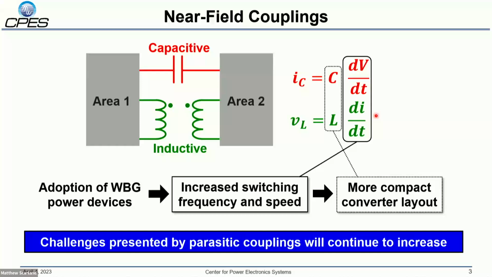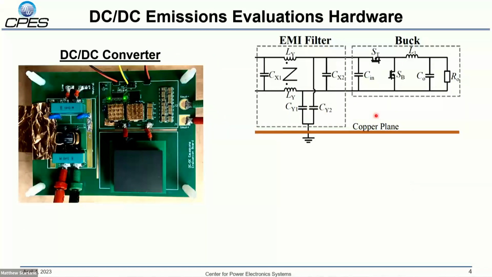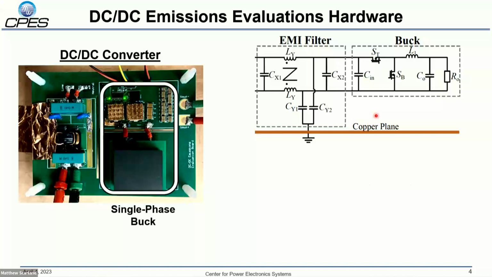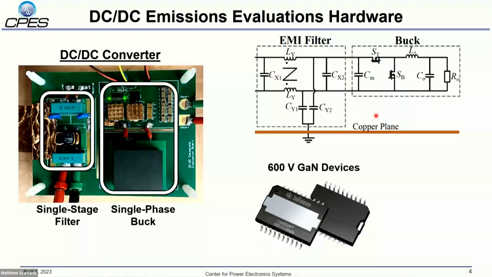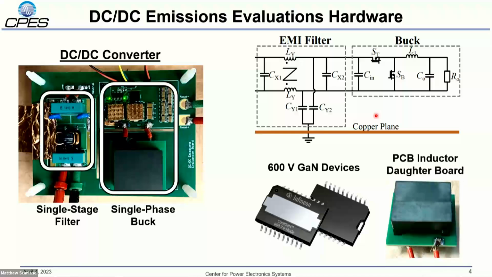power devices. So in this work, we investigate the conducted common mode noise of a single phase buck converter with a single stage EMI filter. And this converter uses 600 volt gallium nitride devices, as well as a separate PCB inductor daughter board. Also, this converter has gaps in the converter PCB, which will allow for the evaluation of different shielding techniques.